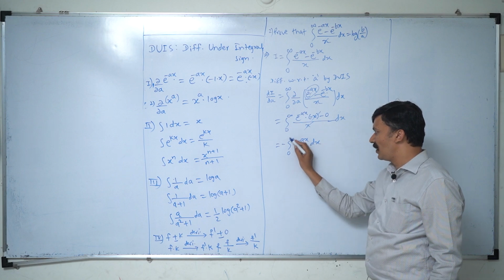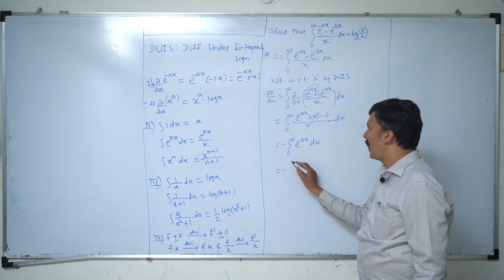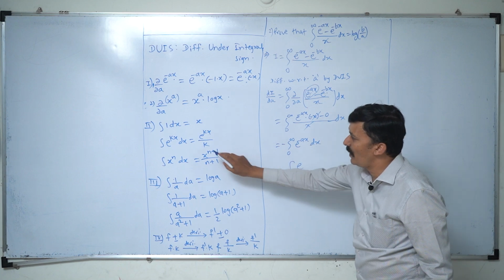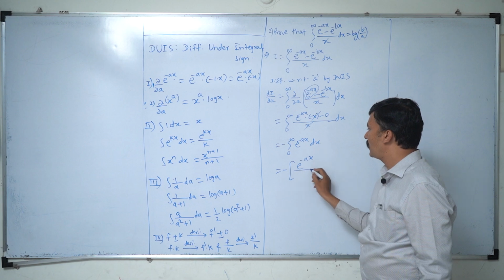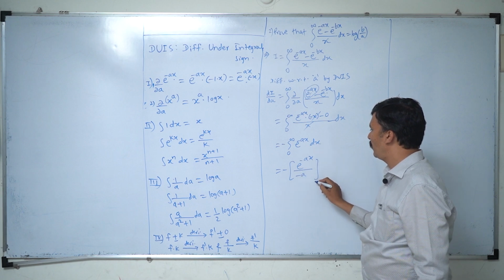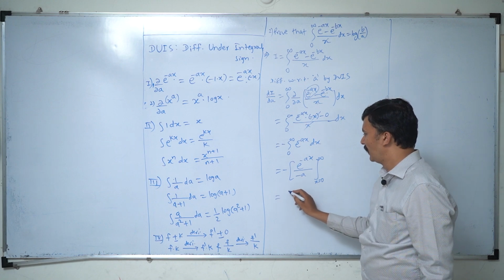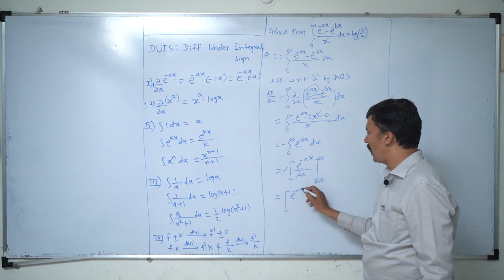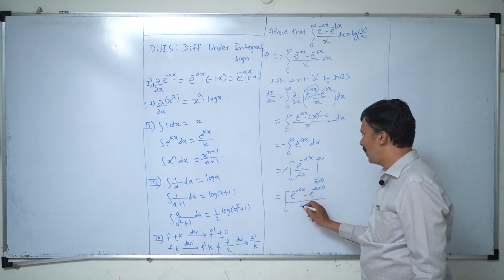Now evaluate this integral with respect to x. So minus, what is the integration of the exponential? e raised to minus ax upon minus a, from x equals 0 to infinity. This minus and this minus get cancelled. e raised to minus a into infinity, minus e raised to minus a into 0, upper limit minus lower limit, upon a.